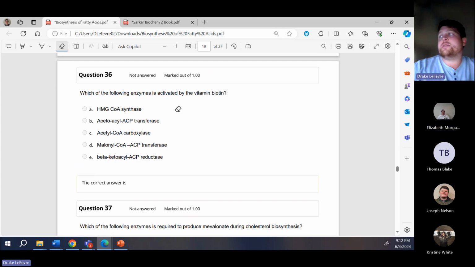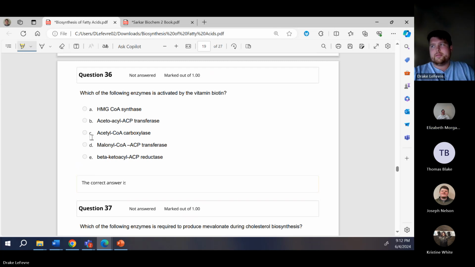Which of the following enzymes is activated by the vitamin biotin? Acetyl-CoA carboxylase. What does the acetyl-CoA carboxylase do again? What's its job? It initiates the reaction that changes the acetyl-CoA into the malonyl-CoA. Good. And what is all used during that reaction? What other extra stuff do we have to use?